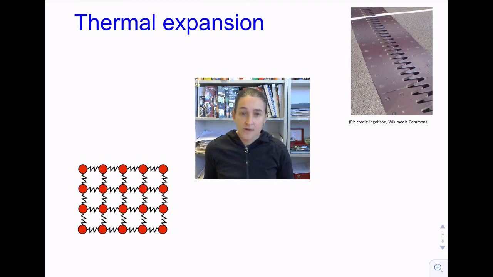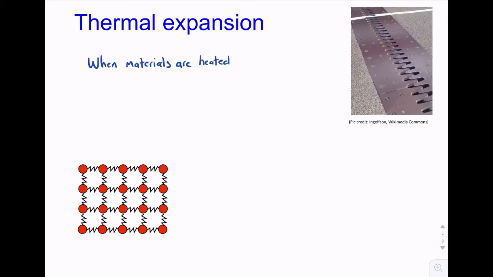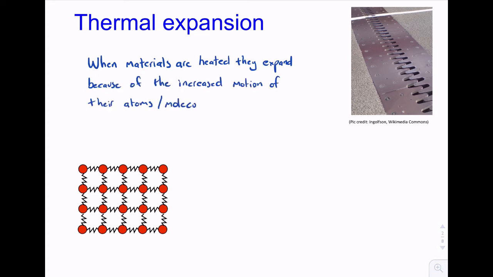Let's continue thinking about the thermal properties of materials and discuss thermal expansion. We've already mentioned that materials change volume with temperature when we talked about how a traditional glass thermometer works. In this next section, we'll define thermal expansion more exactly so we can do some calculations in this area. Essentially, when liquids and solids are heated, they expand because of the increased motion of their atoms or molecules.